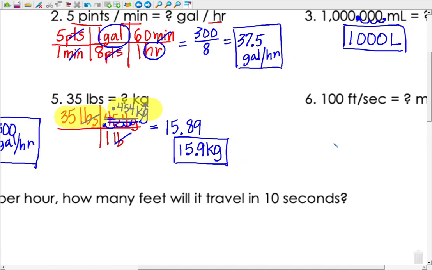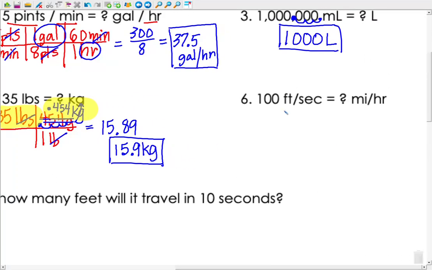Number 6, I'm going from feet per second to miles per hour. And feet to miles stays within customary units, so we don't have to transfer over. We just need to know the number of feet in a mile. So set up your conversion, and that is 100 feet per 1 second. And I want to go to miles per hour.